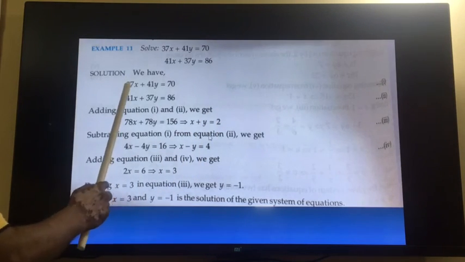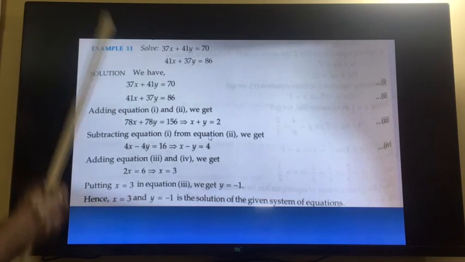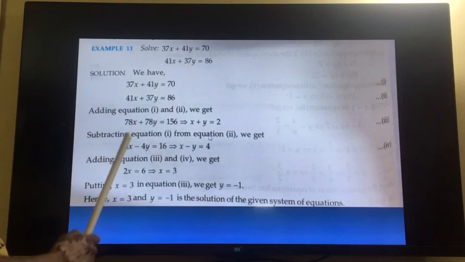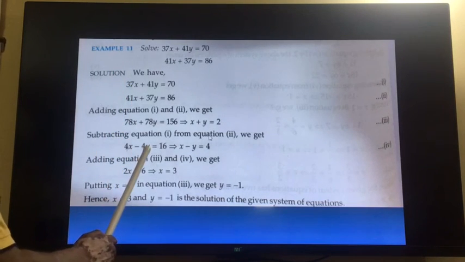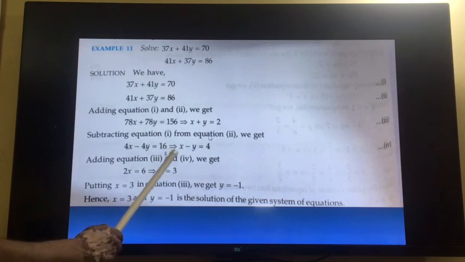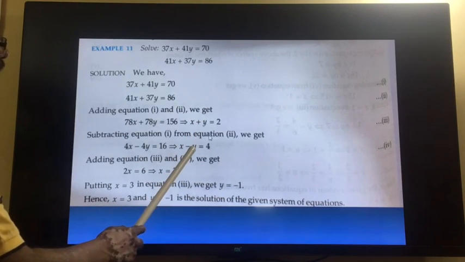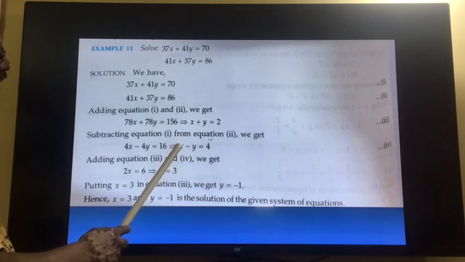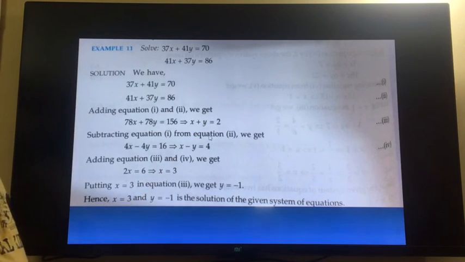Now you subtract the equations. So 37 minus 41 gives minus 4x, or taking the second equation minus the first equation, you get positive 4x minus 4y is equal to 16. Divide each term by 4, and you get x minus y is equal to 4. So now the coefficients of y are also equal and the coefficients of x are also equal. So by the elimination by equating the coefficient method, you use this.